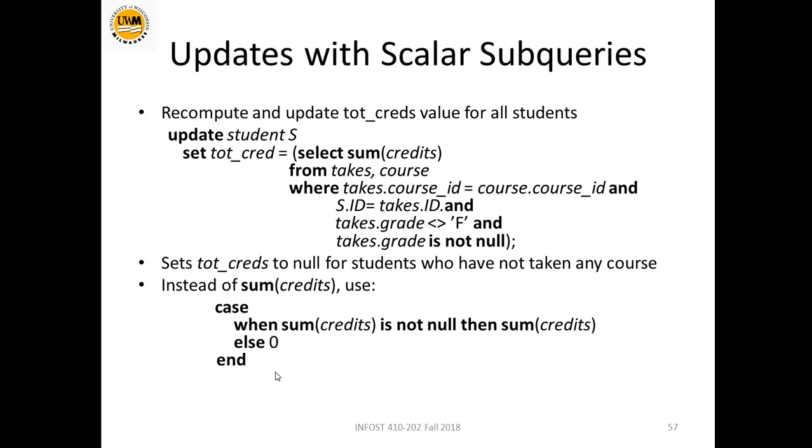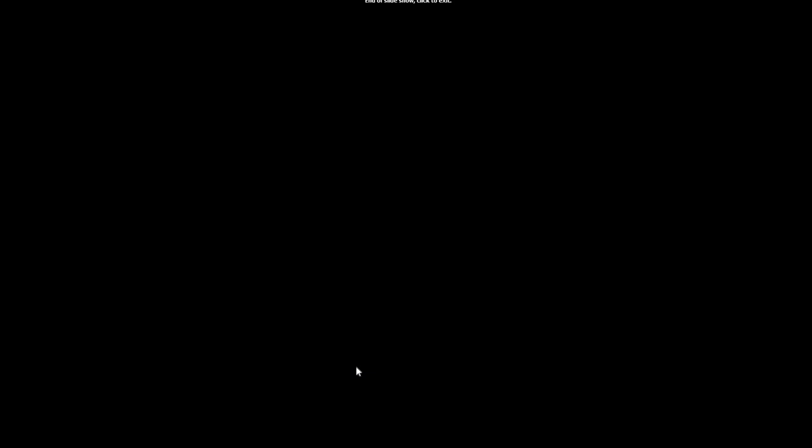Updates with scalar subqueries: we can update total credits values for all students if they have taken courses. Otherwise, we can put zeros. The meaning of this is that we can update using scalar values and not only values from the domain. Thank you.